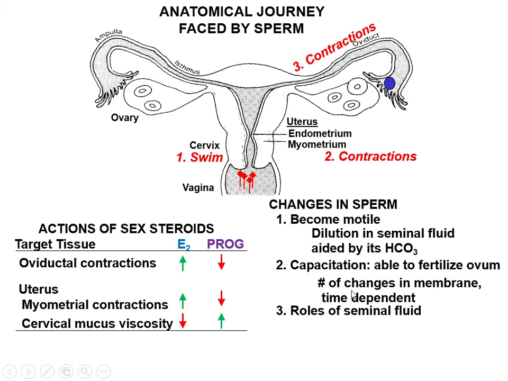Capacitation appears to involve a number of changes in the membrane, and it's time dependent, but it's not tissue dependent. So it doesn't have to occur in the oviduct or in the uterus. It can occur in vitro.